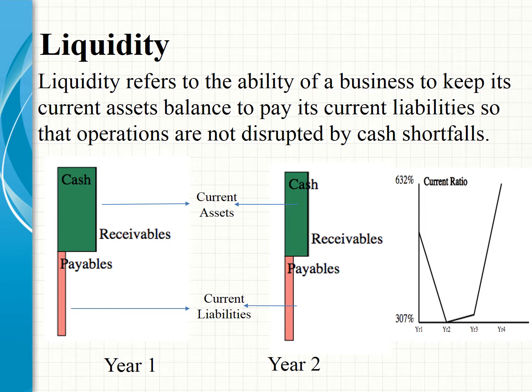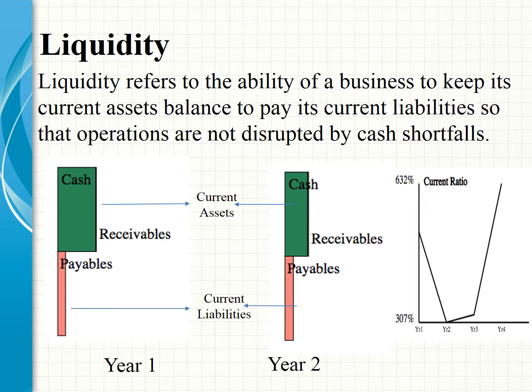When the green box, current assets, is bigger than the red box, current liabilities, the business has positive liquidity. The bigger the difference, the more liquid a business is. Please note the line graph on the far right hand side shows year 4 of the current ratio. The current ratio shows the proportion of current assets to current liabilities. The current ratio is used as an indicator of a business's liquidity.